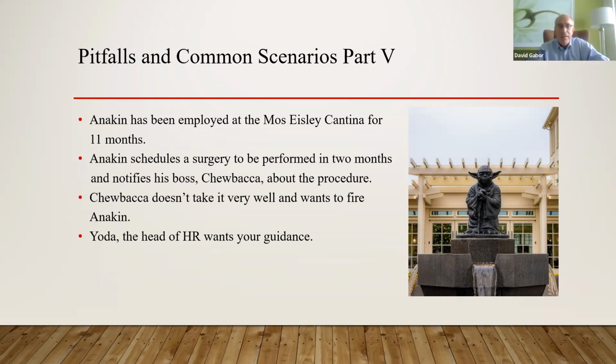I think this is a question of, it could also be a reasonable accommodation to let the person have the time off for the procedure as well.